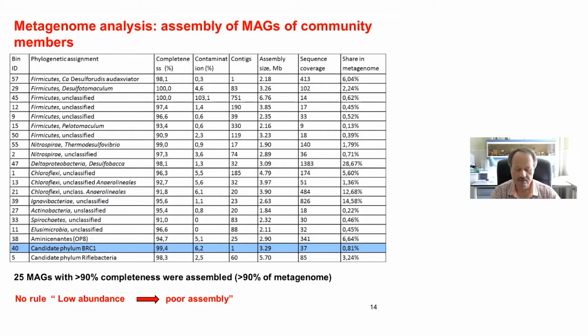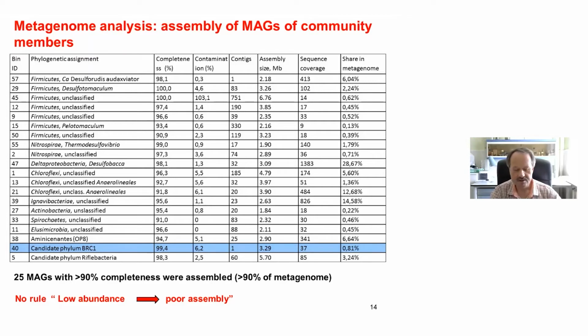It's important to note that there is no rule that genomes of abundant lineages are well assembled, while genomes of minor members couldn't be obtained. If you have at least 20 times average sequence coverage, you can get a good assembly for everything. The main reason for poor assembly is the presence of closely related but not genetically identical species in the community. In this case, both contig assembly and binning become problematic.